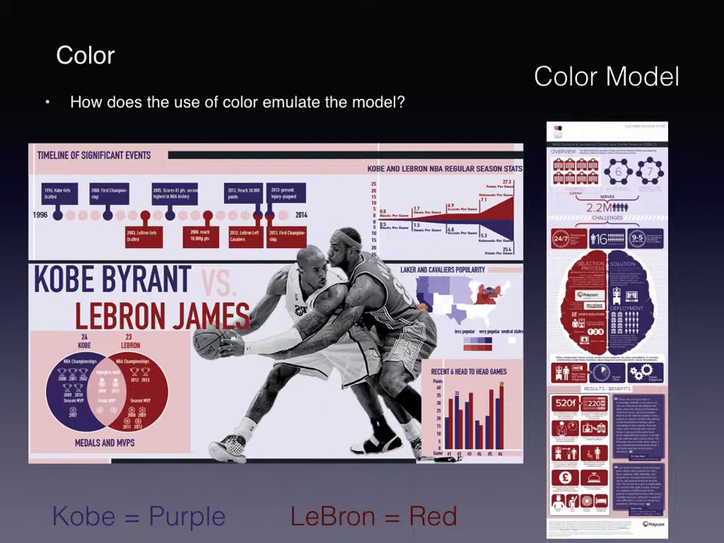How does the use of color emulate the model? The picture on the right is my color model. My color model is a relatively equal amount of purple and red. So does my infographic. I think it's a perfect match. I use a similar ratio of the colors of my color model.